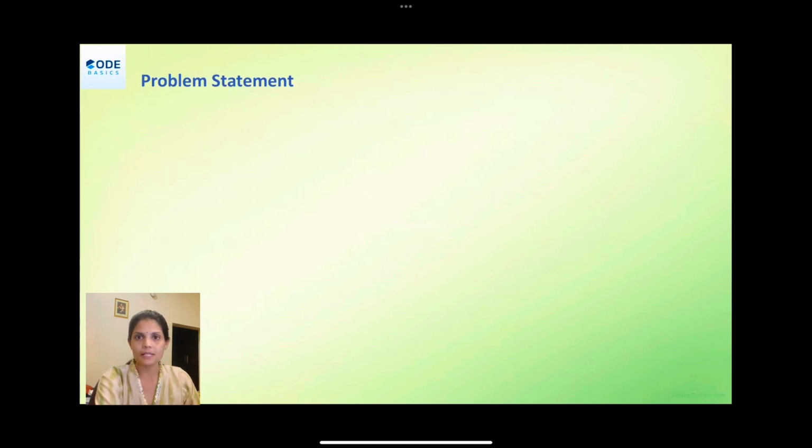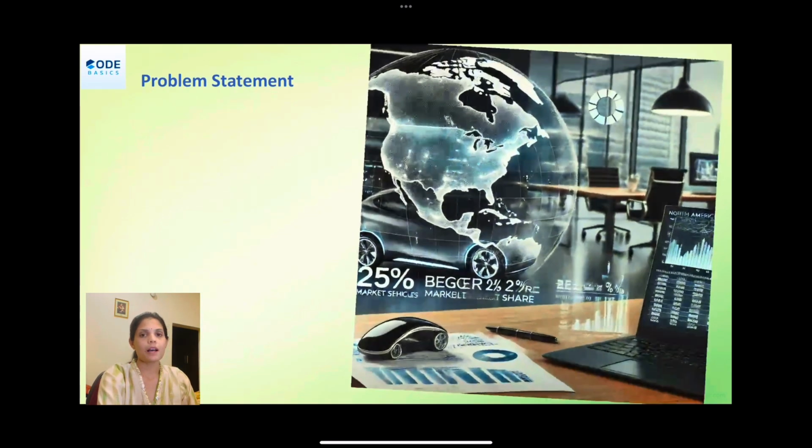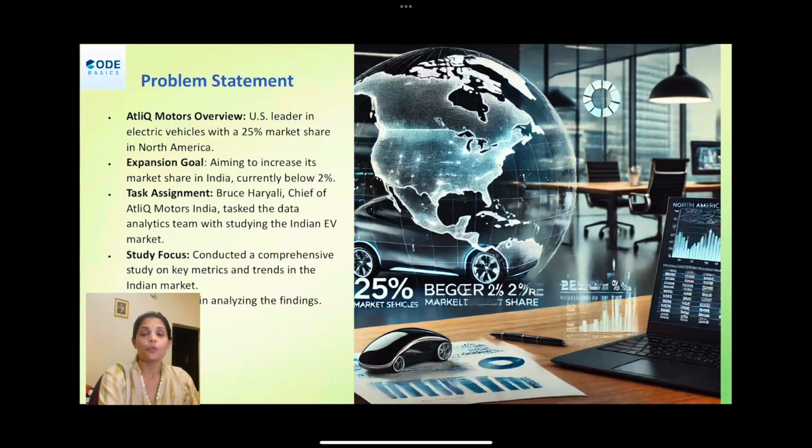Let's see the problem statement. Athlete Motors, a US leader in electric vehicles with 25% market share in North America, is looking for expansion in India, where it currently has less than 2%. To guide this expansion, Bruce Hirali, Chief of Athlete Motors India, assigned the data analytics team to conduct an in-depth study of the EV market in India. To address this need, I undertook a comprehensive study focusing on key metrics and trends in the Indian market. Now let's dive into the analysis.